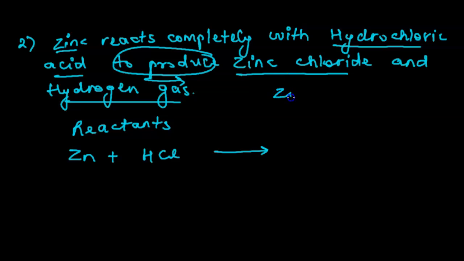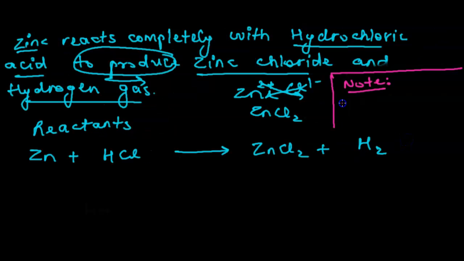Now how do we form zinc chloride? We know this is an ionic compound. An ionic compound is formed by crisscrossing. Zinc charge is 2 positive, chlorine charge is 1 negative. Crisscross, we get ZnCl2. So when we react it, we would get ZnCl2 plus hydrogen gas.